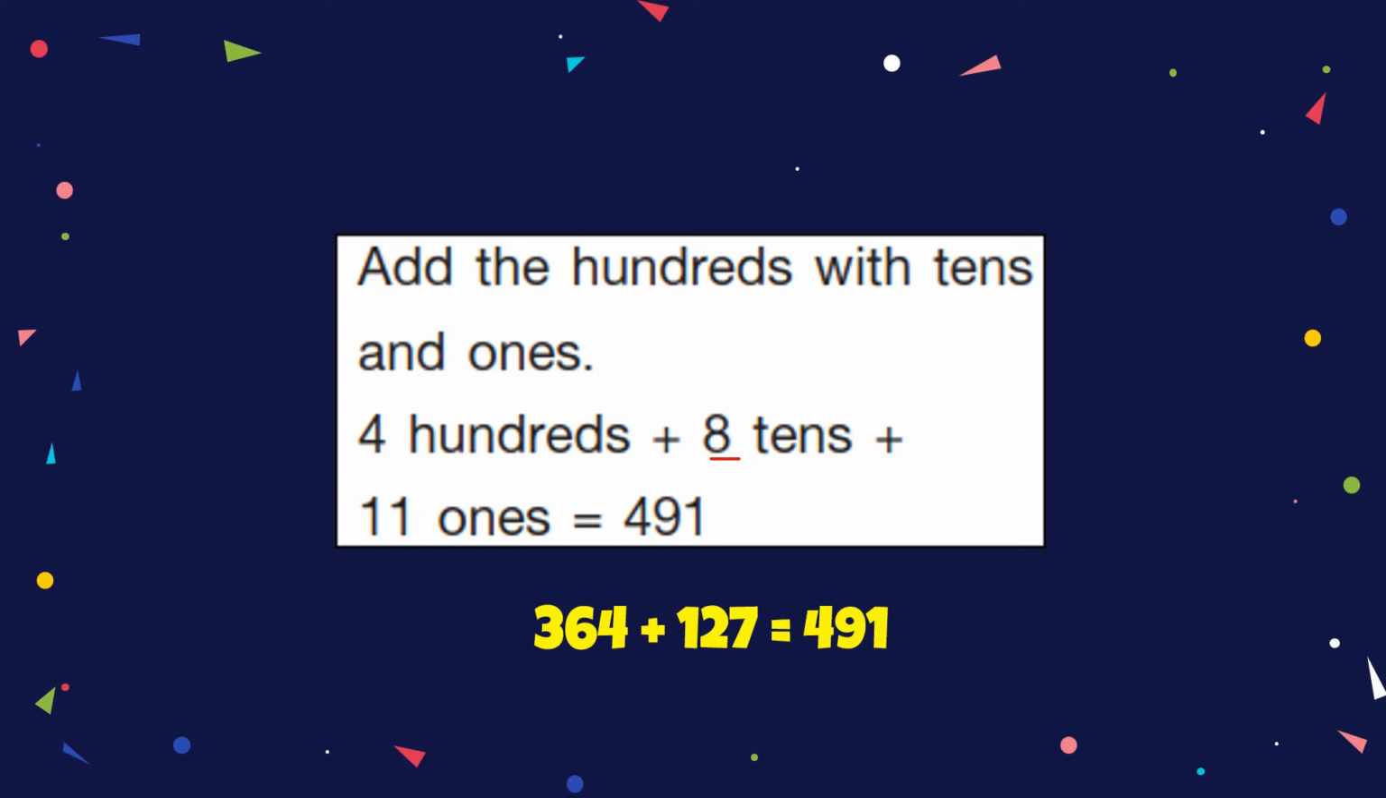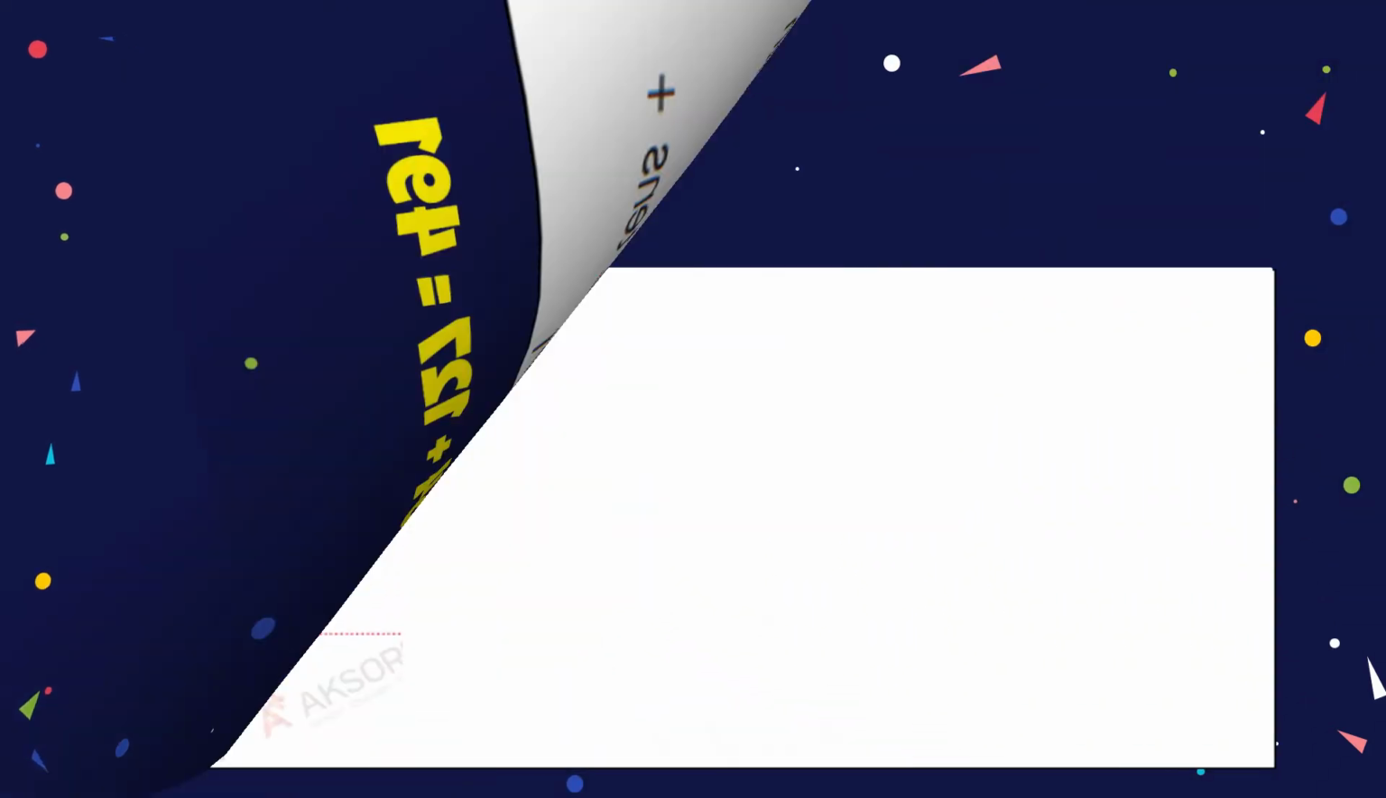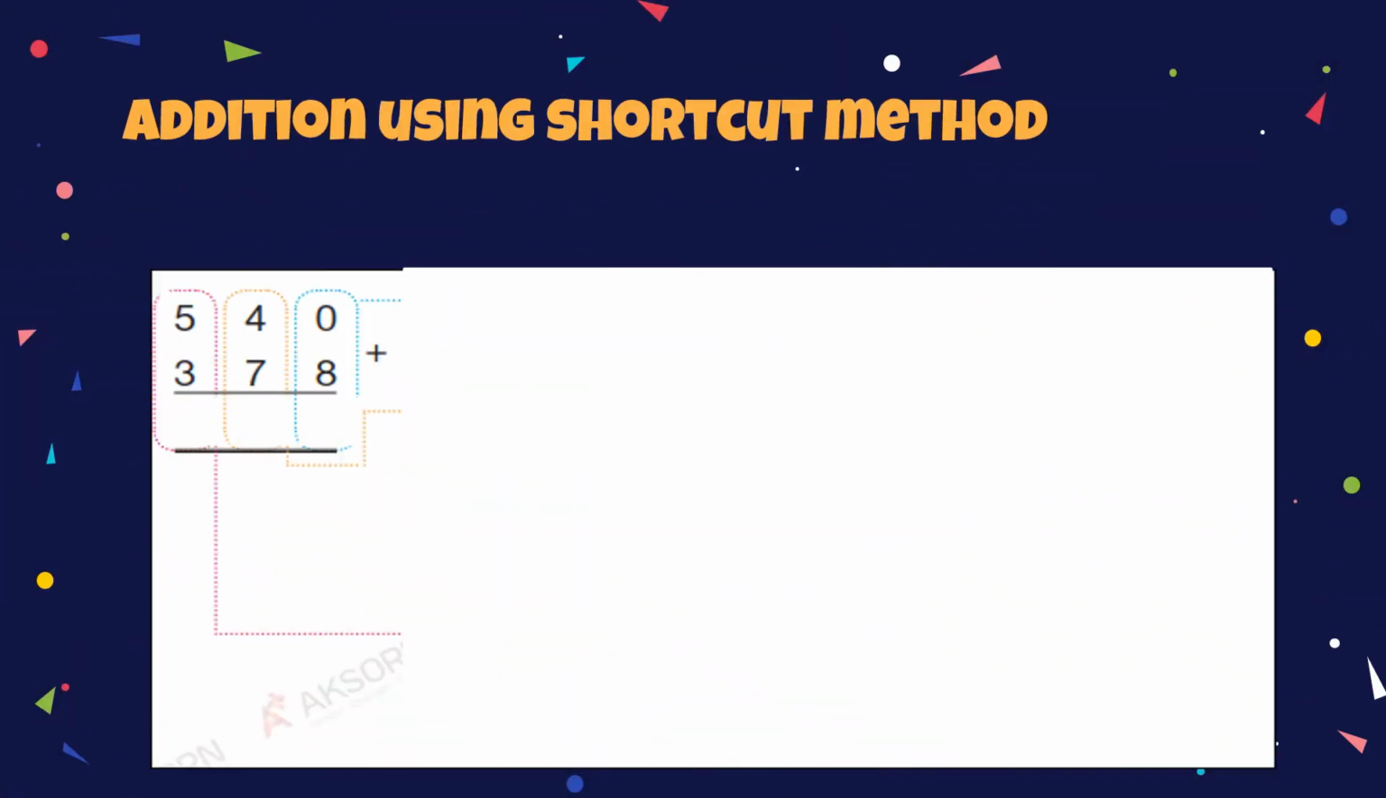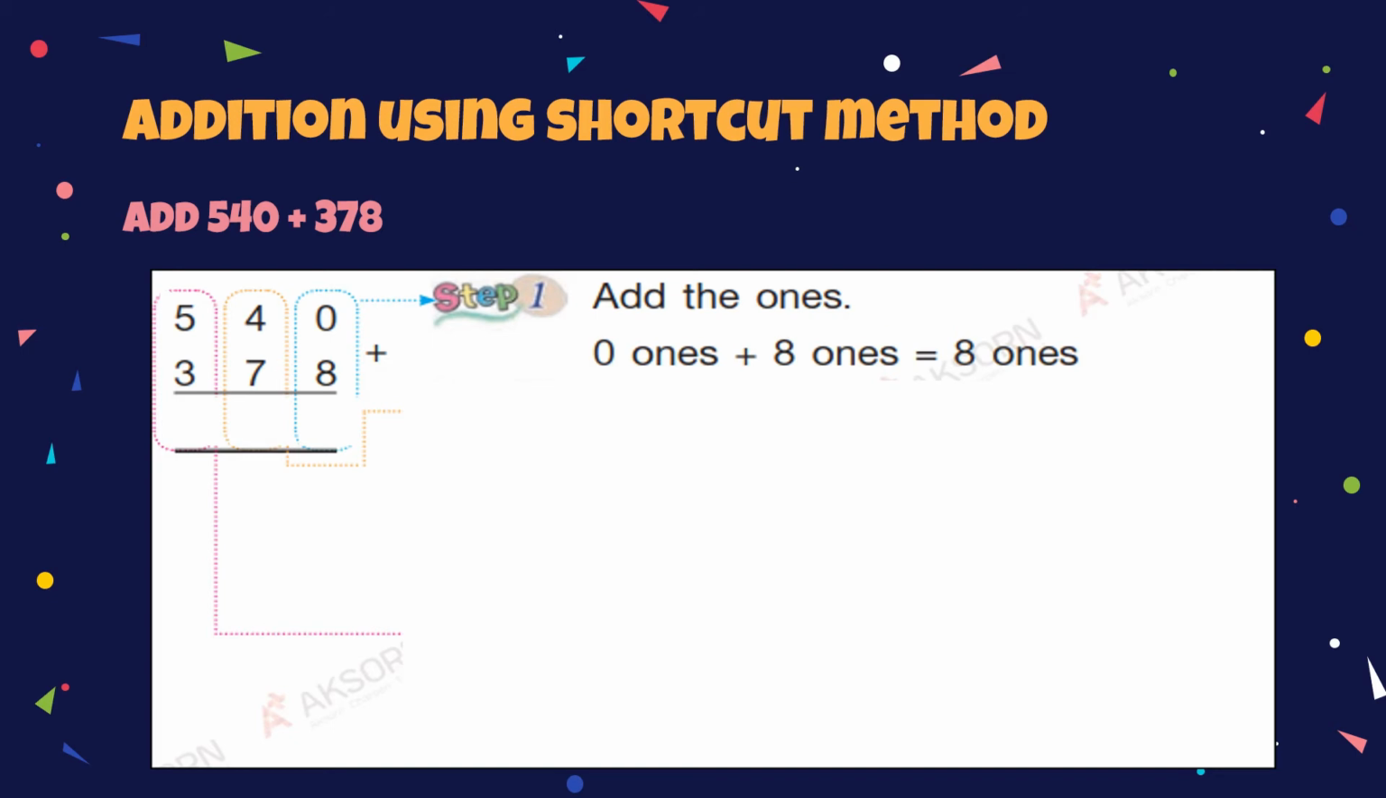So let's move on to the third method that we have. It is addition using the shortcut method. In this method, we're going to use the vertical method. So we're going to add 540 plus 378. The first step is we're going to add the ones. We have 0 ones plus 8 ones is equal to 8.